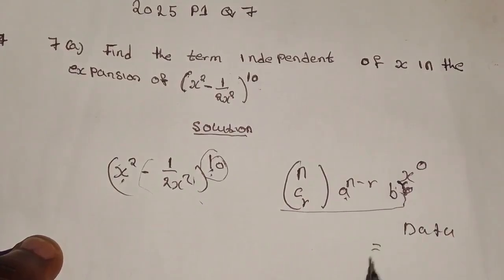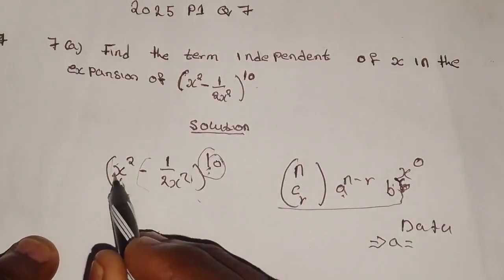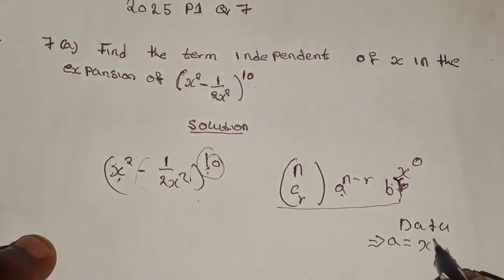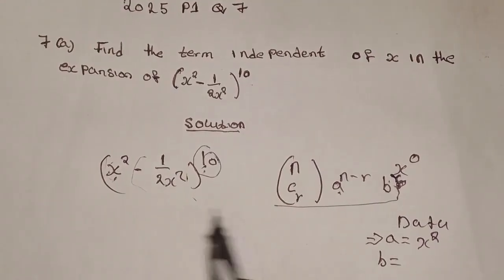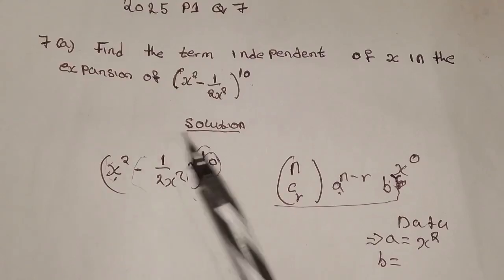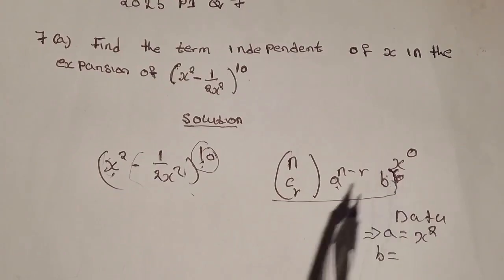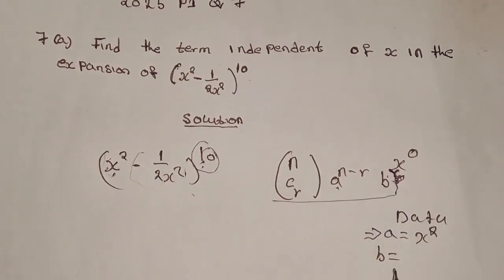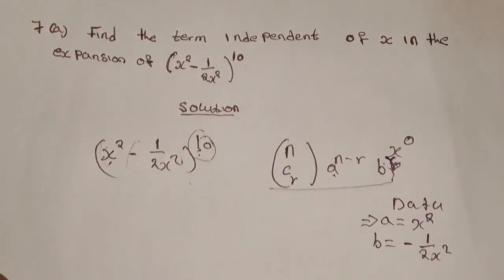Under our data, the first term will be our a. So a is equal to x squared. And b is equal to, so be careful when you're picking this term. If you see here, this has a negative sign, so we're going to get it together with the negative sign. So our b will be negative 1 over 2x squared.